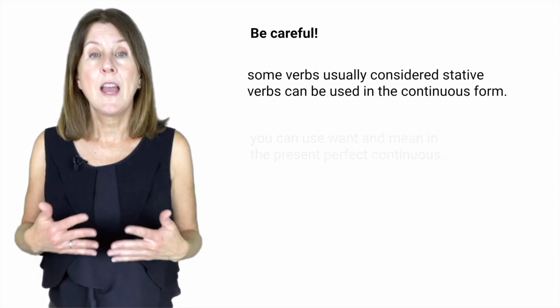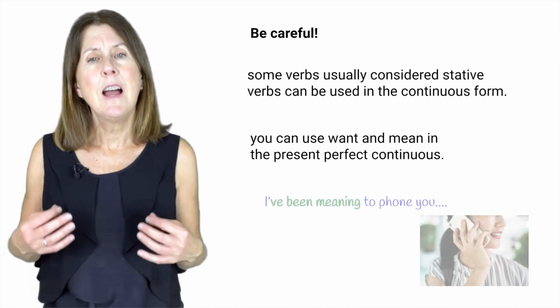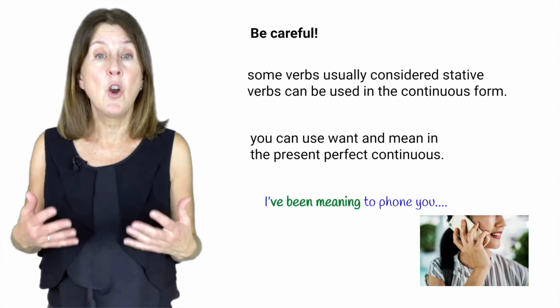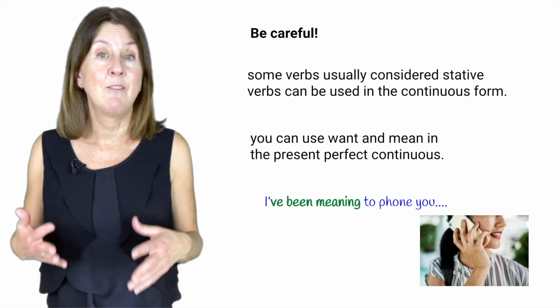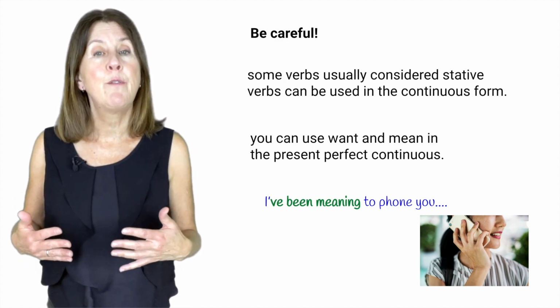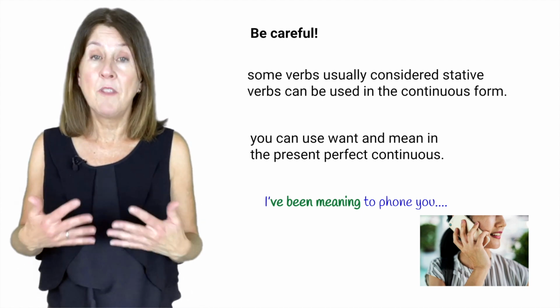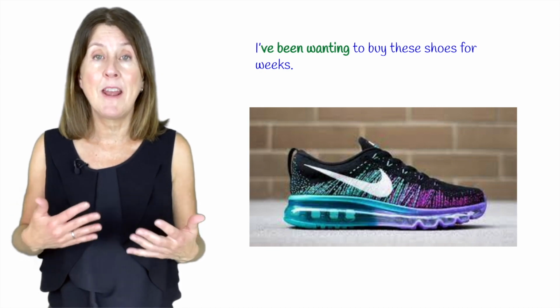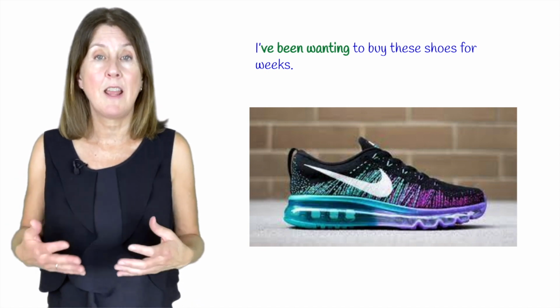For example, you can use want and mean in the present perfect continuous. I've been meaning to phone you. This is describing an action of meaning or intending to phone you, but not actually getting round to it. It is more of an expression, but interestingly uses the continuous form with mean. Also, I've been wanting to buy these shoes for weeks. Again, want isn't usually used in the continuous form, but here the present perfect continuous form is correct.